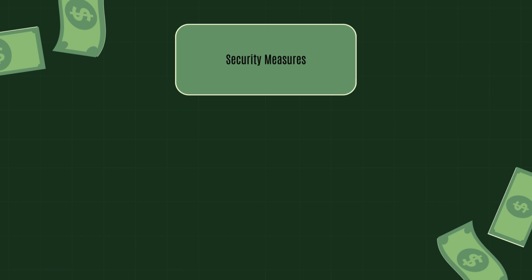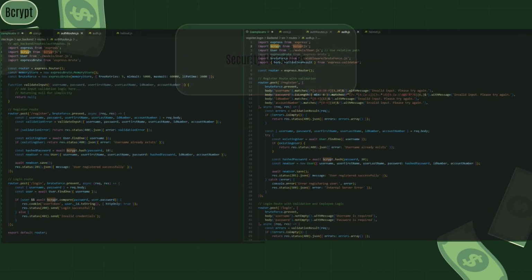Next, we're diving into the important security measures we've implemented in our banking application to protect customer data and ensure secure international payments. As you can imagine, handling sensitive information like account numbers, passwords, and transaction details requires a high level of security. So, let's break down the key measures we've taken to keep everything safe and sound.